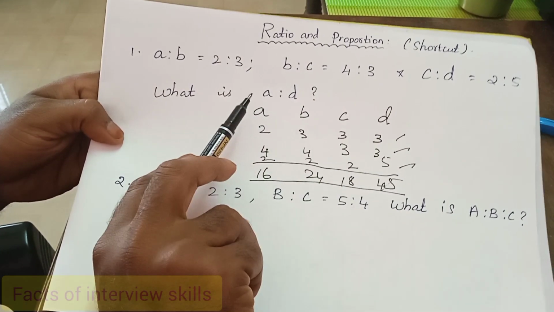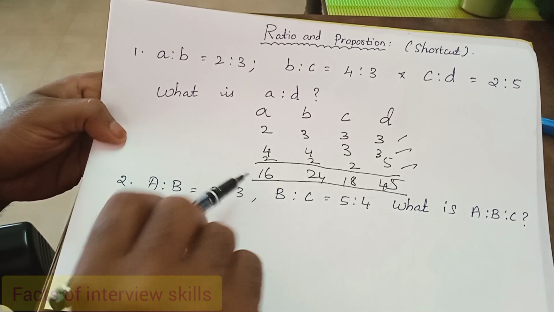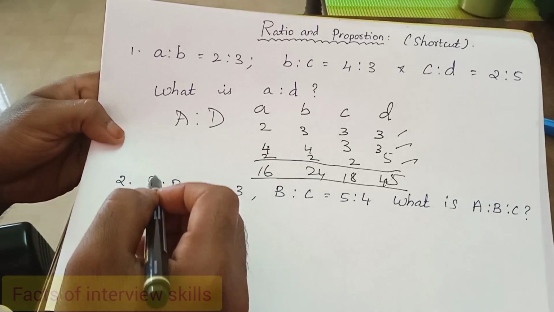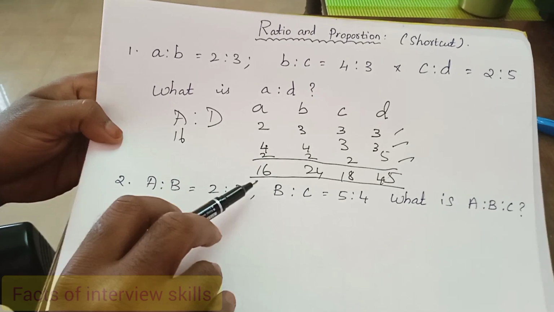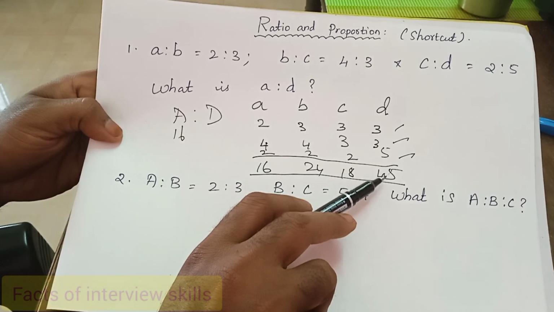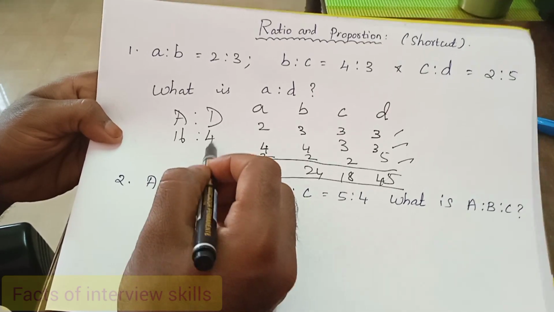Now what is the question? What is A is to D, right? What is the value of A? We want to find A is to D. The value of A is 16, right? The value of D is 45, right? Then the answer is 16 is to 45.